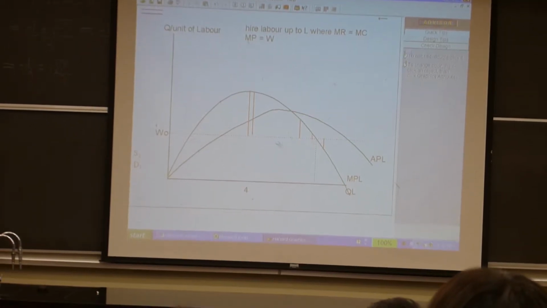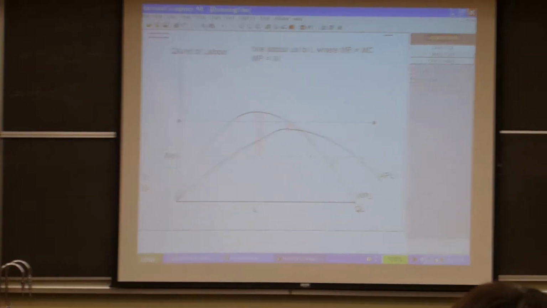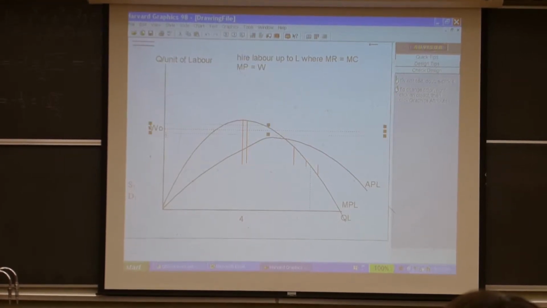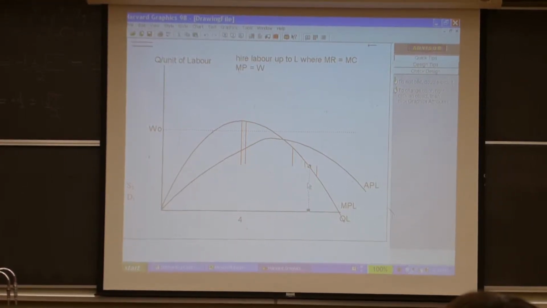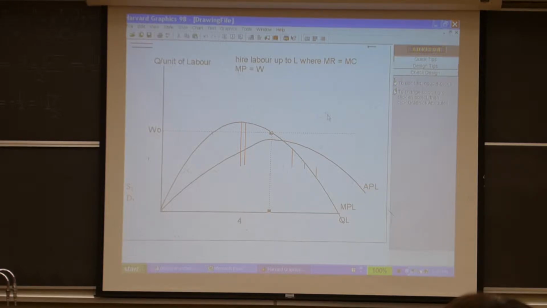Okay, let's go here. Watch carefully. What about if the wage rate was here? Would I hire this many workers? The rule says I would hire this amount of workers. In fact, would I operate the factory under these conditions? Would I hire this many workers? Yes or no? Okay, well, let's look at it.